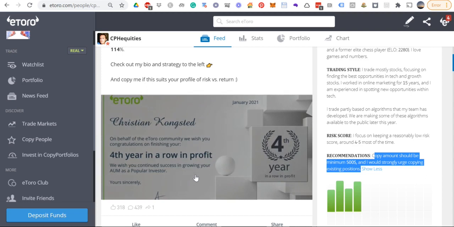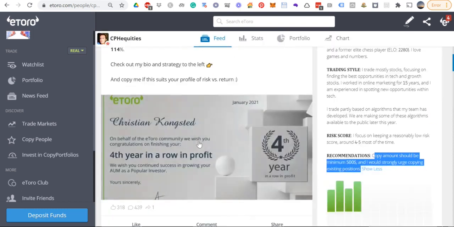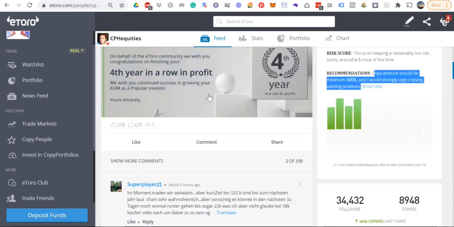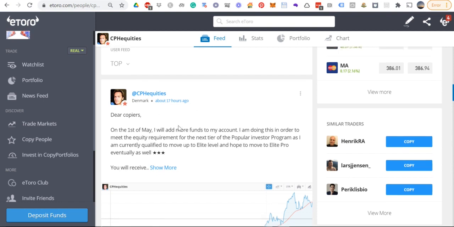You can read through the feed. They'll be posting. Ideally, you'd want them to be posting relatively regularly. So he's pinned one from 3 months ago, and then what they should be doing here is just explaining what they're doing. You want to see something that's active. So 17 hours ago, good sign. Dear copiers, on the 1st of May, da da da.